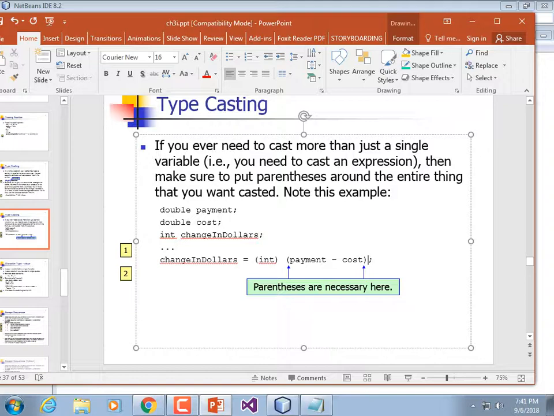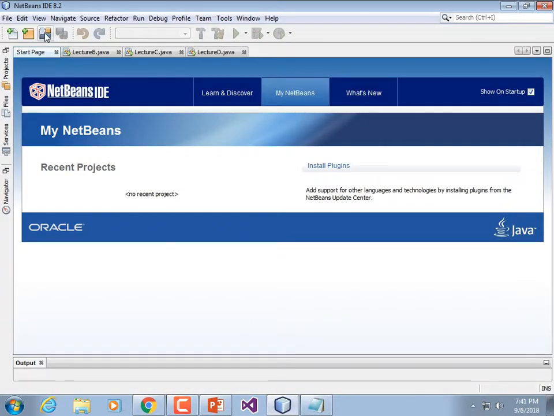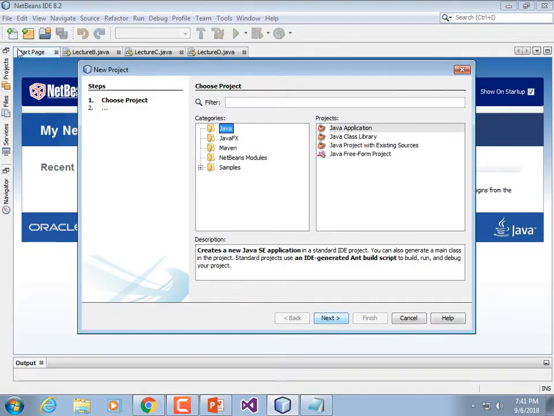I'm itching for us to type a little bit of code. And I want to make it a menu-based program, since one of our homework assignments is to write a menu-based program. So I'm going to fire up NetBeans, make a lecture E. I think that's what we're on, A, B, C, D, E. No, we're on F.